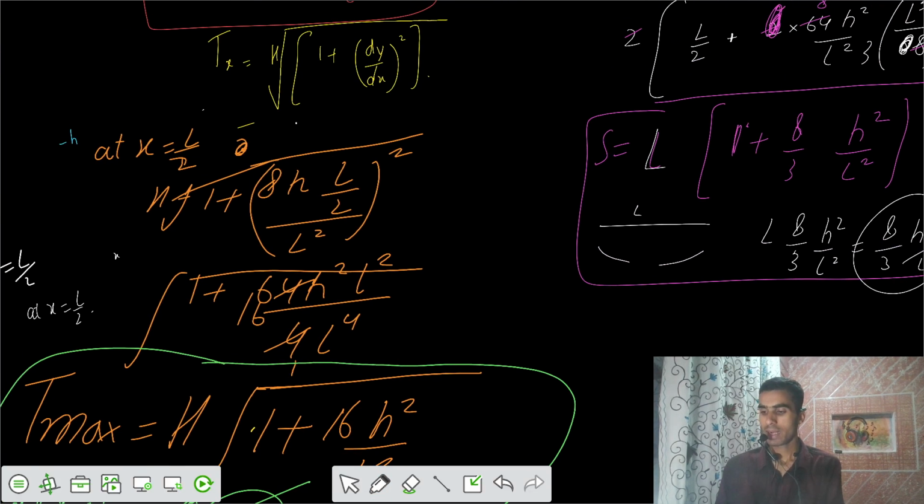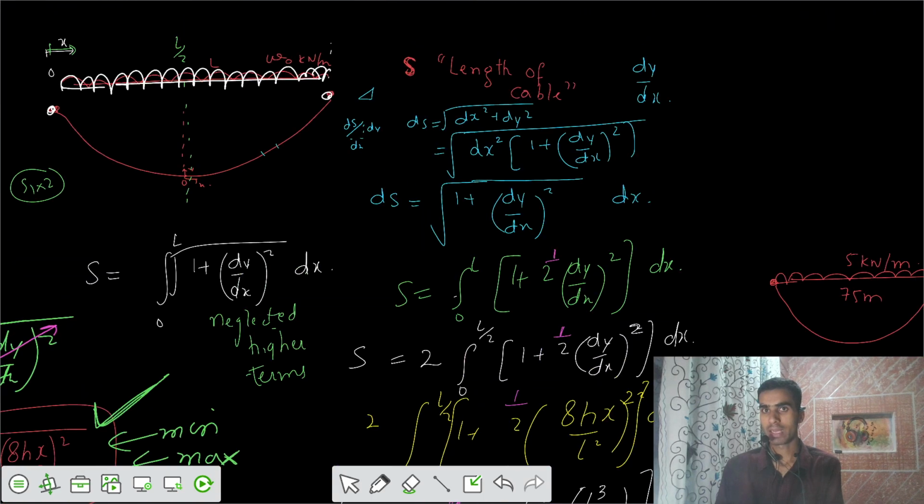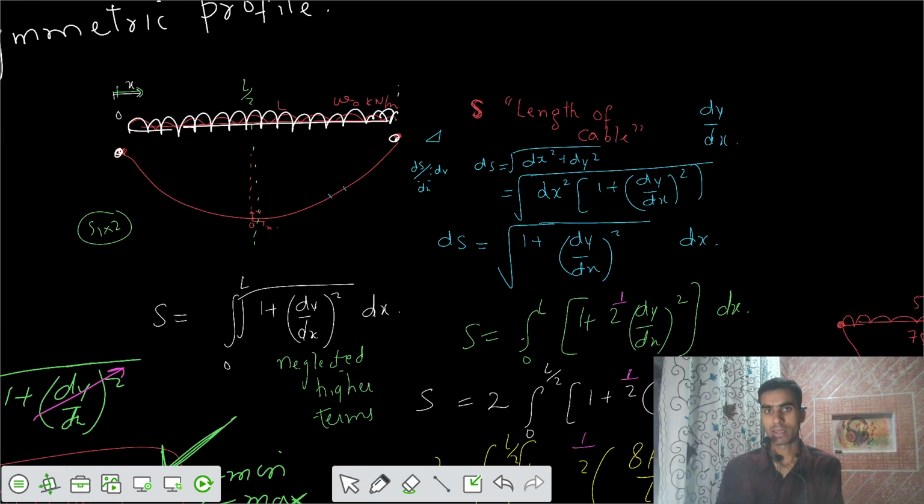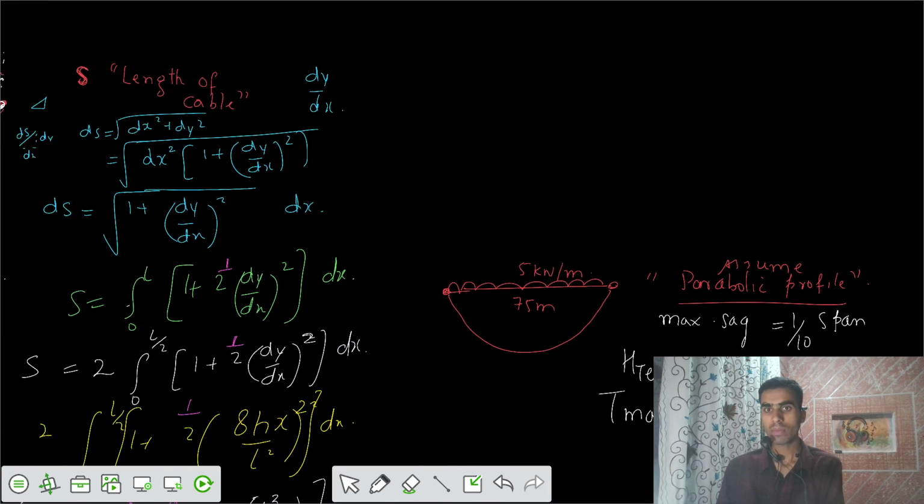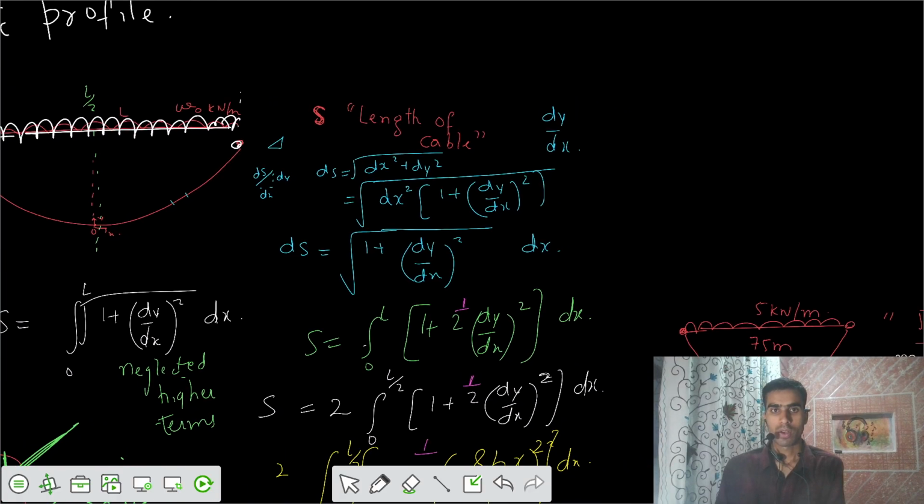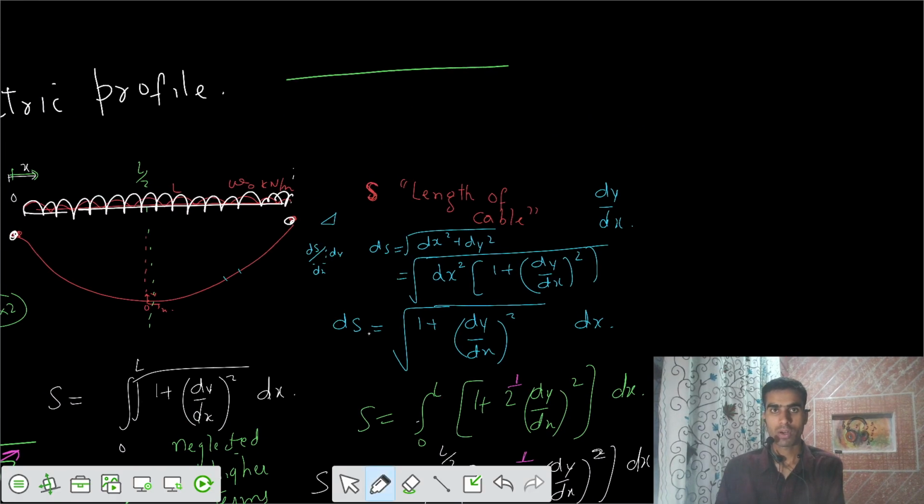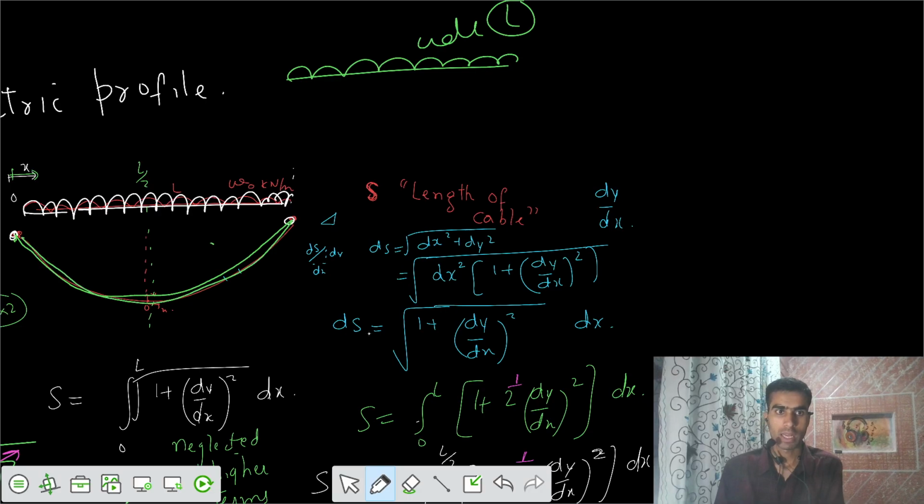Now one more thing is that we have a concept of cable length. We call this one as cable length. One is your horizontal length on which your UDL was acting. This was your horizontal span of L. Now the cable length is along the profile itself. So this is your cable of length S.